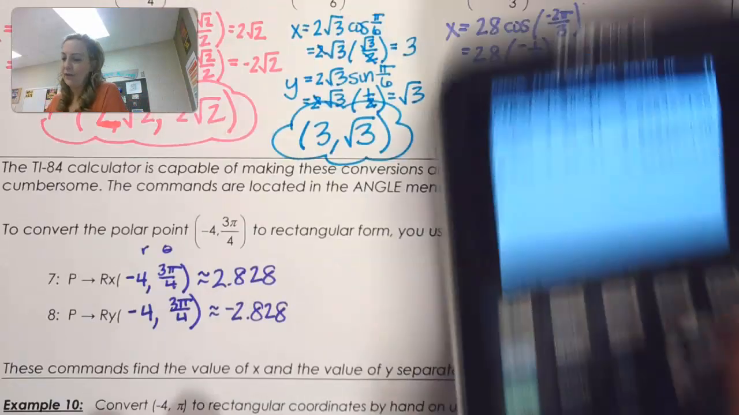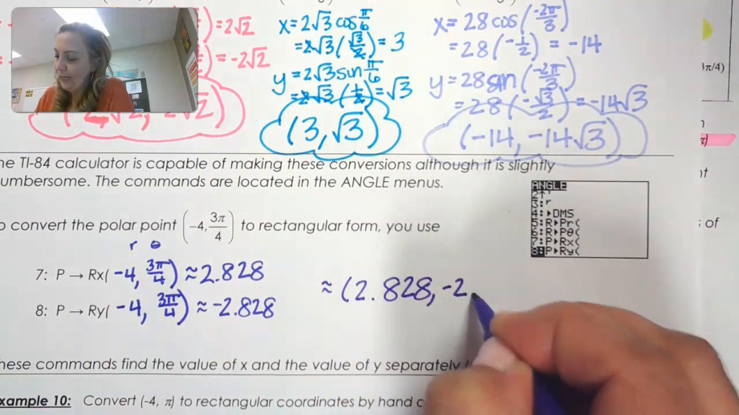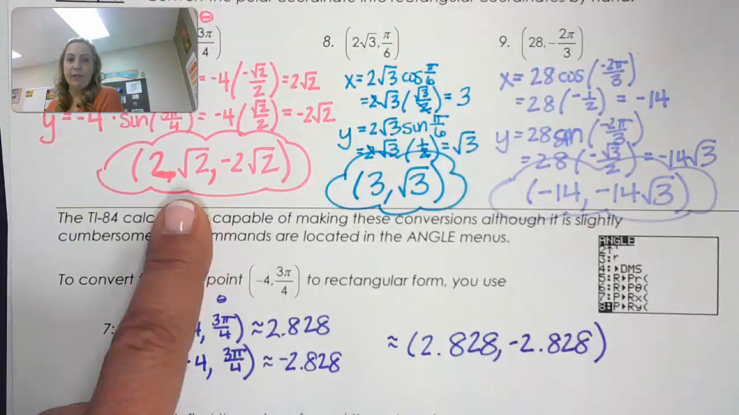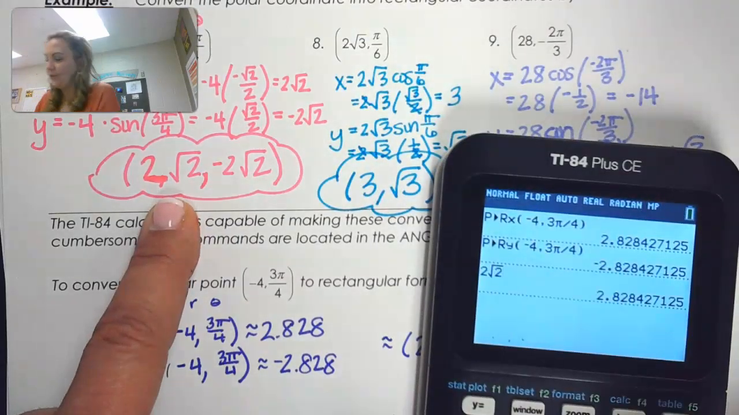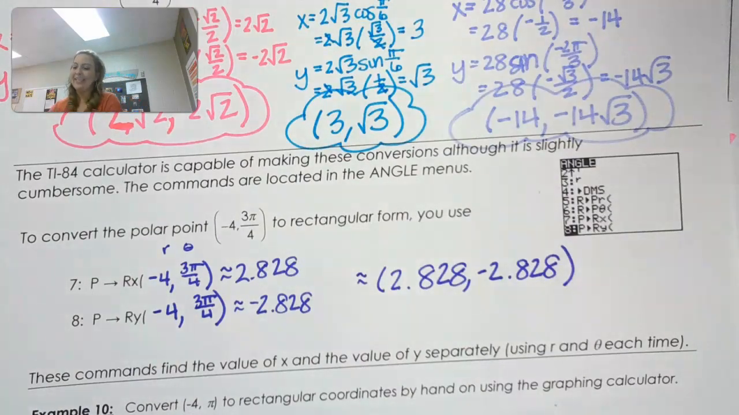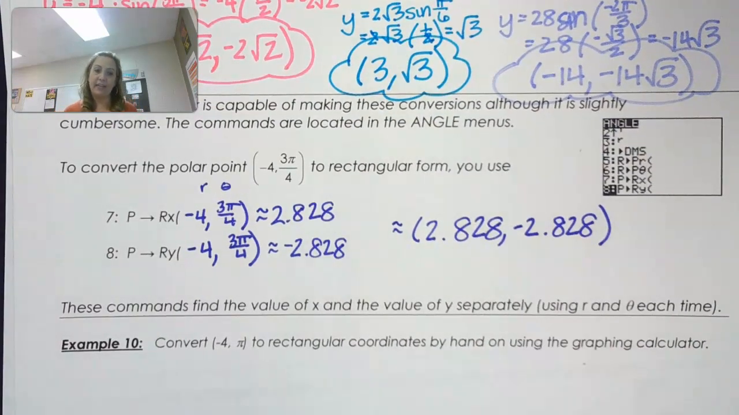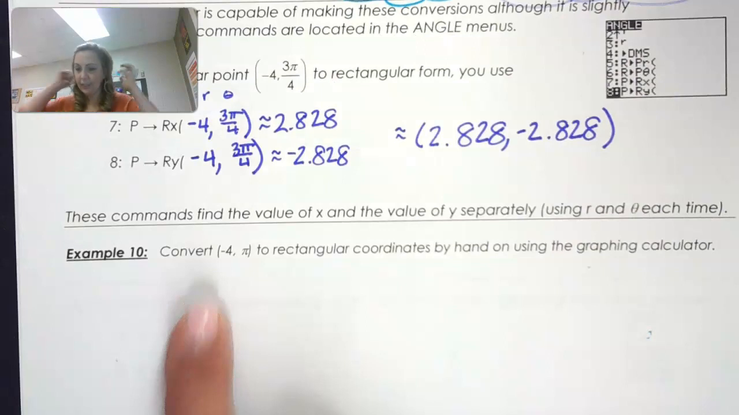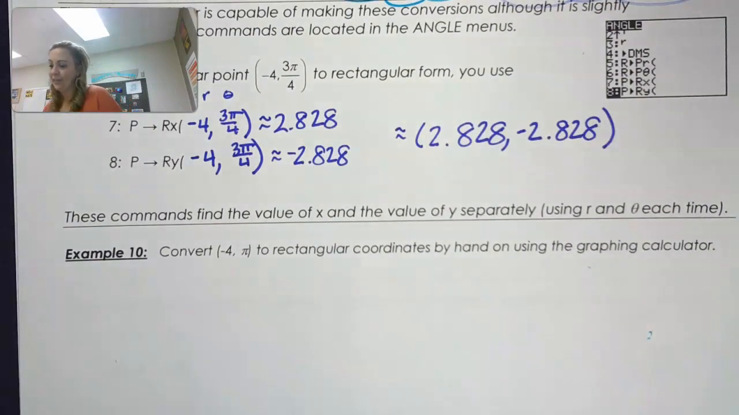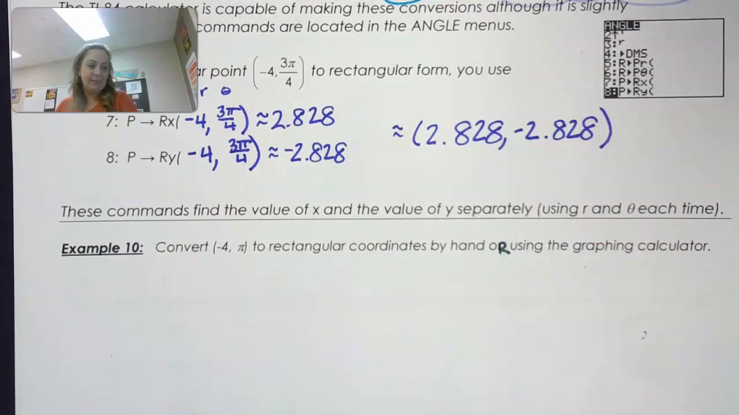The one thing about the calculator though is that this isn't exact, right? When we did it by hand, we were able to have exact values. Remember how up here we ended up with 2√2? So that's really what that value is. You can see that it is much better to do by hand, okay? Again, the commands find the value of x and the value of y separately, and we use r and theta each time, okay? So example 10, just to give us a little practice, it says to convert (-4, π) to rectangular coordinates by hand. I think it's supposed to say or using the graphing calculator. Again, I think by hand is going to be much easier.